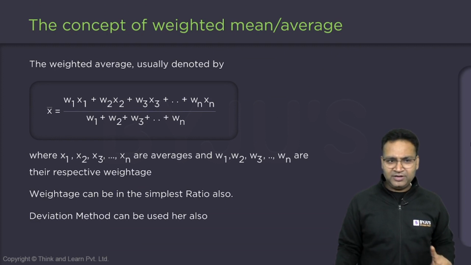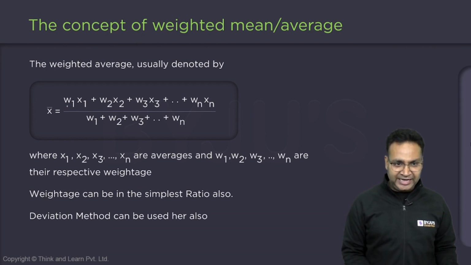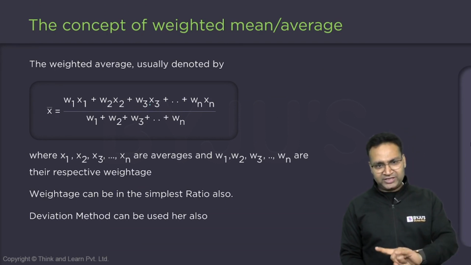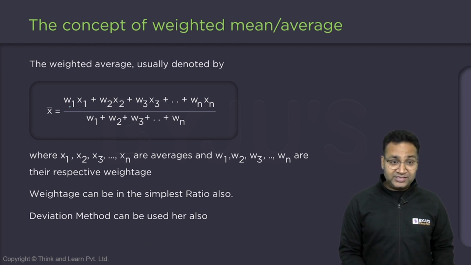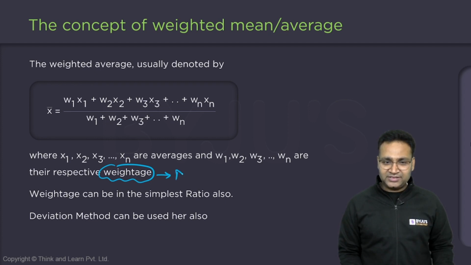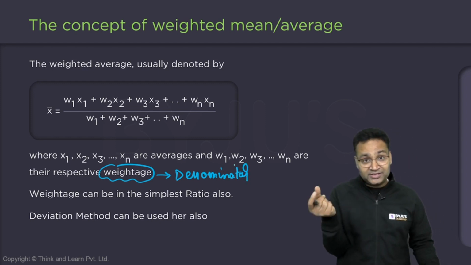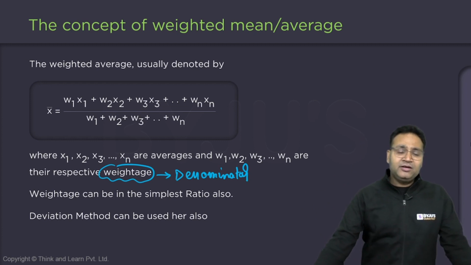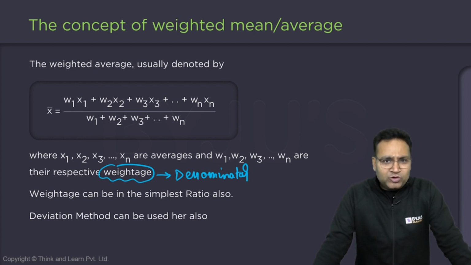Let me summarize what all we have seen. This is a formula: the final average x is W1 x1 plus W2 x2 plus W3 x3, divided by the sum of weights. What are W1, W2, W3? This is called weightage. Actually, it can be considered as the denominator. For example, I say average marks per student. Per student, so student is the weight. I say rupees per kilogram, so kilogram is the weight.